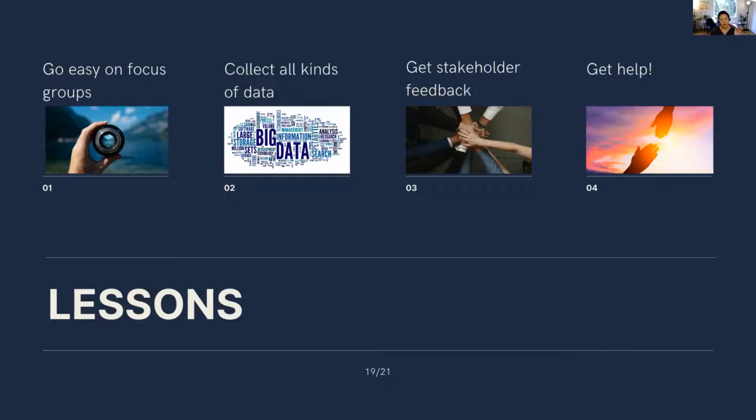And I would also recommend collecting all kinds of data. I think that that's something that was a strength of our project, that we had both qualitative and quantitative data, and also getting stakeholder feedback. Our advisory group was invaluable and helped us keep in mind that we're part of a bigger conversation.